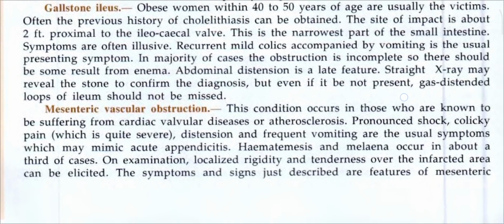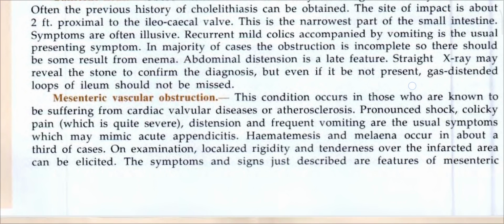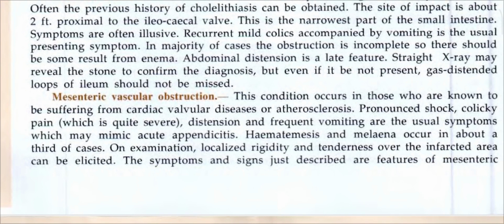Symptoms are often elusive. Recurrent mild colics accompanied by vomiting is the usual presenting symptom. In the majority of cases, the obstruction is incomplete, so there will be some result from an enema. Abdominal distension is a late feature. Straight X-ray may reveal the stone to confirm the diagnosis, but even if it is not present, gas-distended loops of ileum should not be missed.